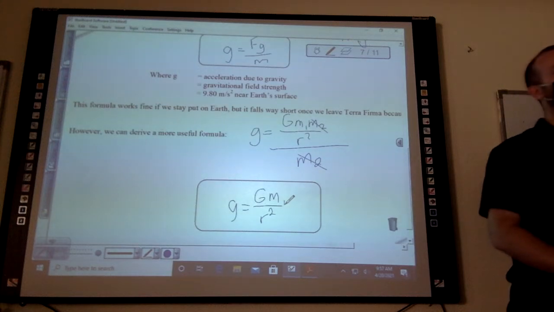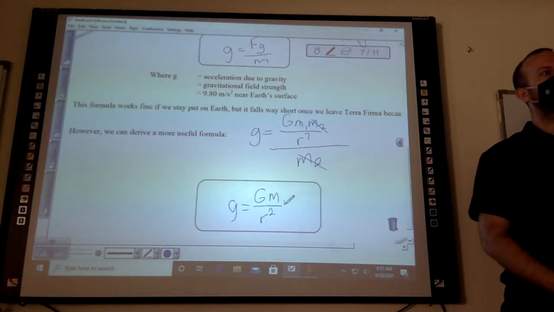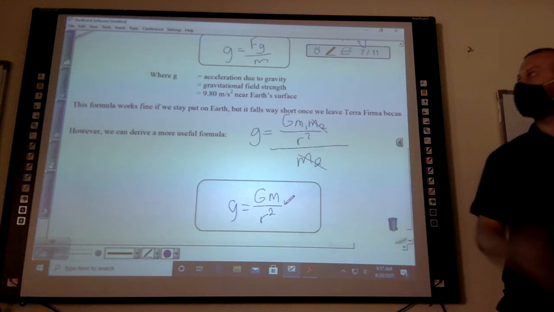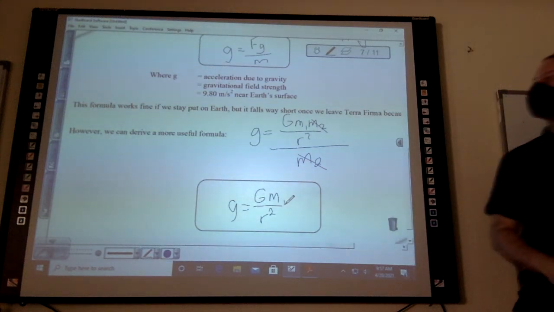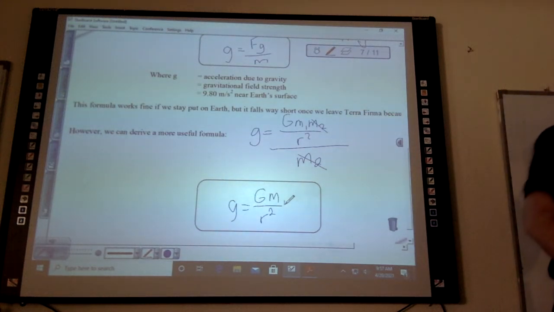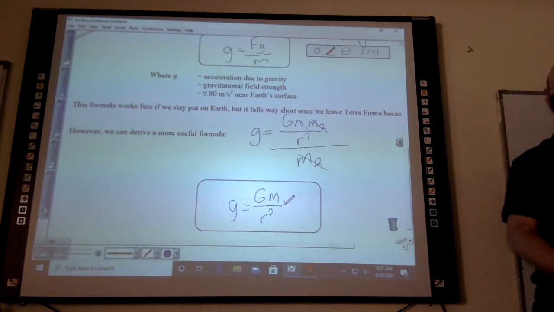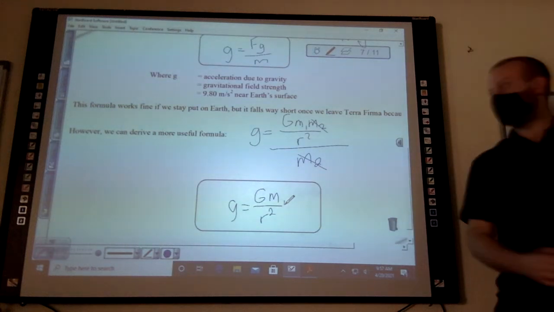Yep. What's the difference between gravitational acceleration and acceleration due to gravity? No, yeah, they're the same thing. Gravitational acceleration is your acceleration due to gravity.